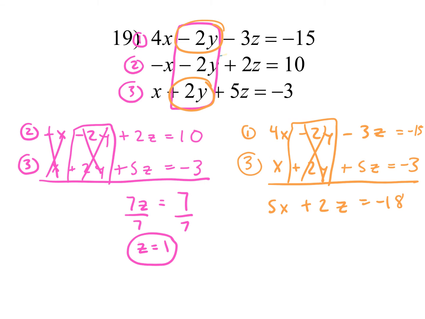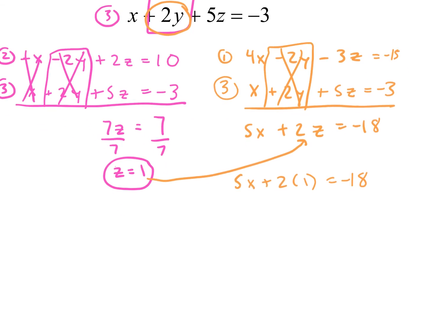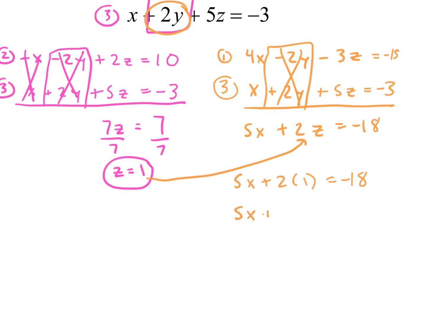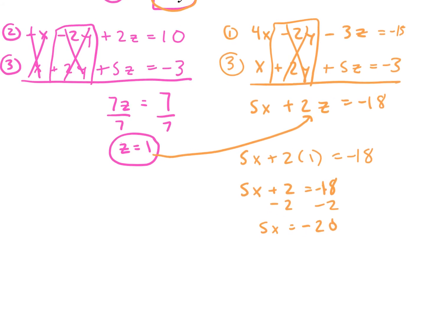What should I do next? Plug z into the equation. Awesome. I know what z is equal to, so I'm going to plug that in and solve for x. So 5x plus 2 times 1 is equal to negative 18. So 5x plus 2 is equal to negative 18. Subtract 2. 5x is equal to negative 20. Then what should I do? Divide by 5. So what does x equal? Negative 4.